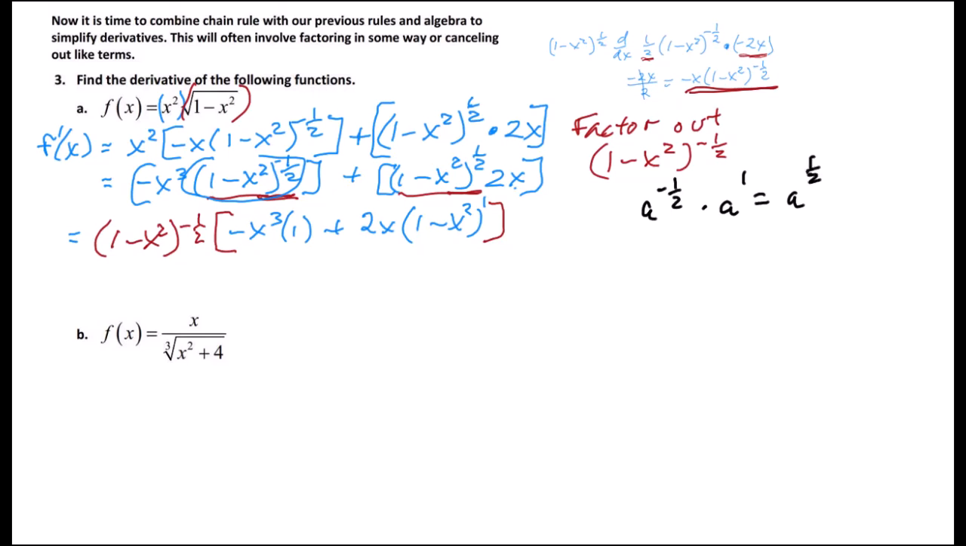Well, that's what I did right here. It's exactly the same thing. It just looks strange because of that inner part. So if I took that 1 minus x squared to the negative 1/2 in red and multiplied it times the 1 minus x squared to the 1 power, I would get 1 minus x squared to the 1/2 power, which is what I started with back up here.